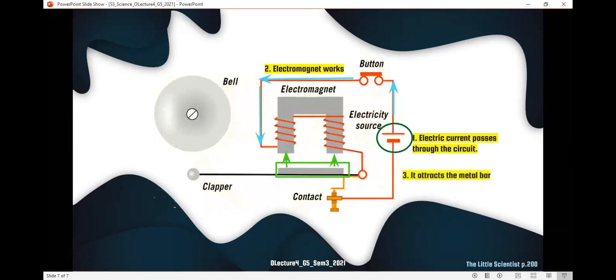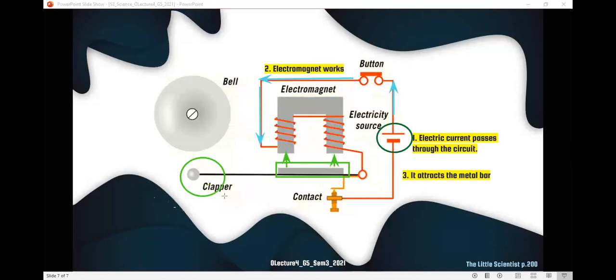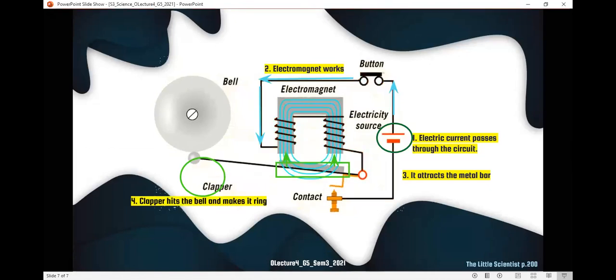Okay. What will happen to the clapper right here? What will happen to the clapper? It will hit the bell, so it will make the noise. Bravo, excellent Mahdi. It will hit the bell and the bell rings. If there is no electricity in the school, the bell will not ring. This is how electromagnets work.